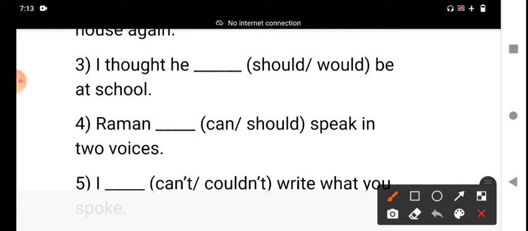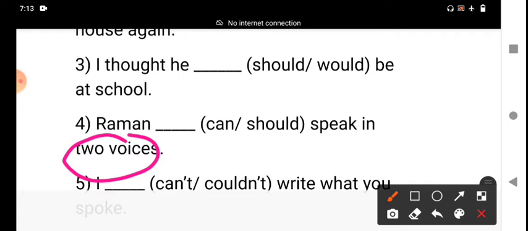And the fourth one is, what is the fourth one? Raman dash to speak in two voices. Two voices. Mimicry. He has done mimicry. Some of the persons are doing mimicry. They are changing voices as cinema actors' voices and politicians', great persons' voices. The imitation. That is called an imitation.